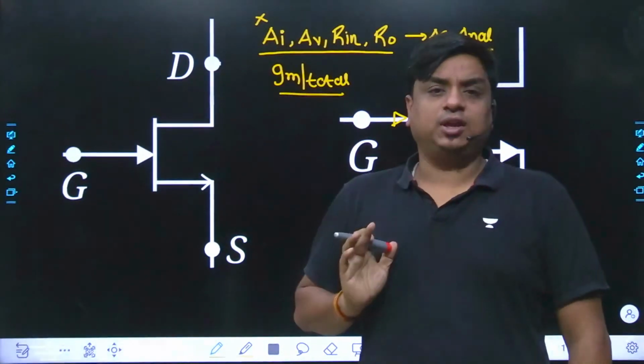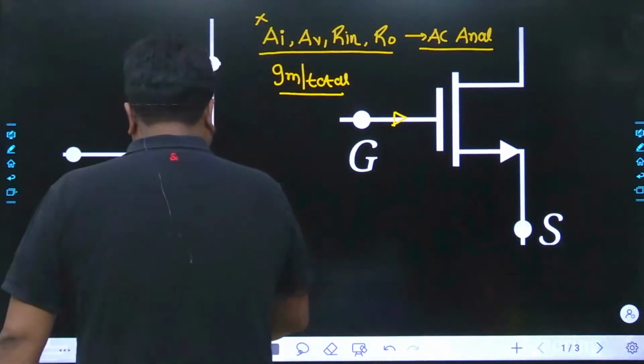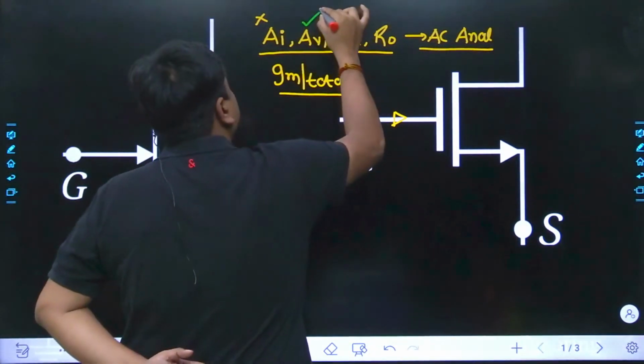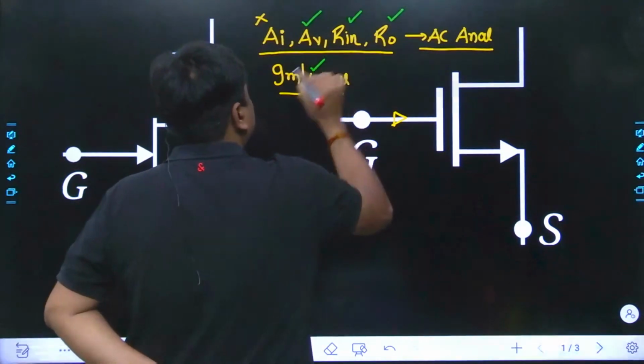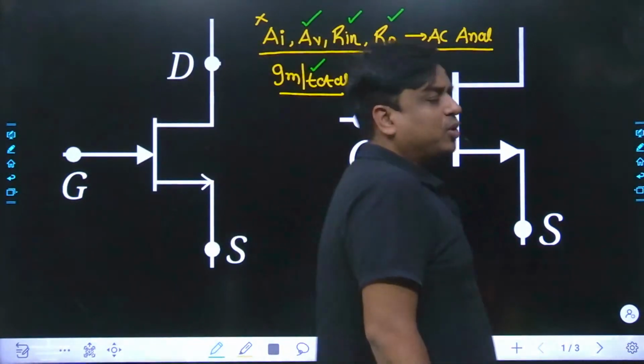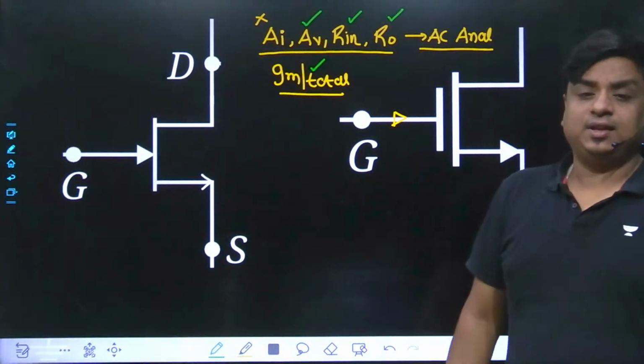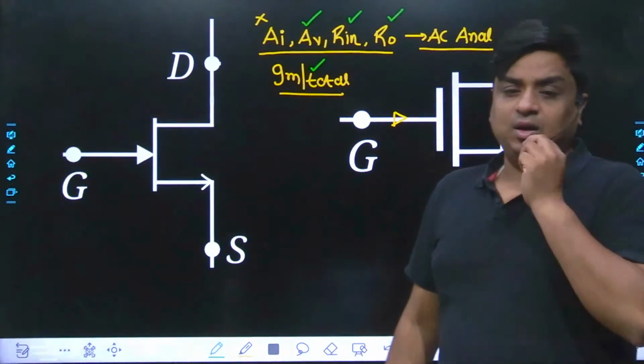So I can say, if you want, you can write somewhere, whenever the problem is being from voltage gain, input impedance, output impedance, and transconductance, by default the problem is being from the AC analysis. Yes, how about engineers?